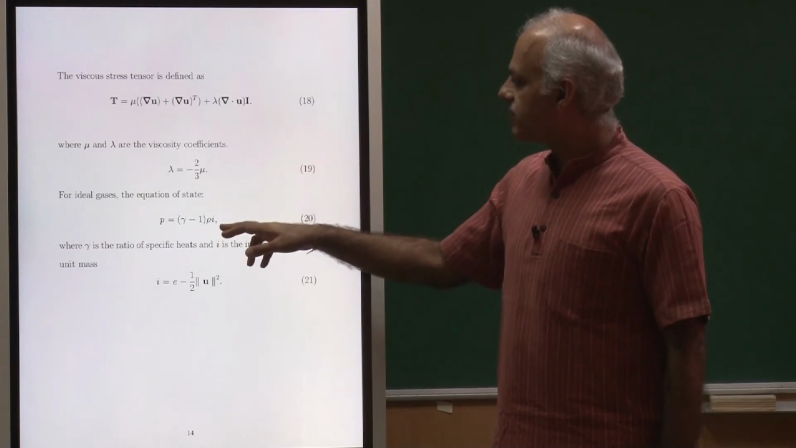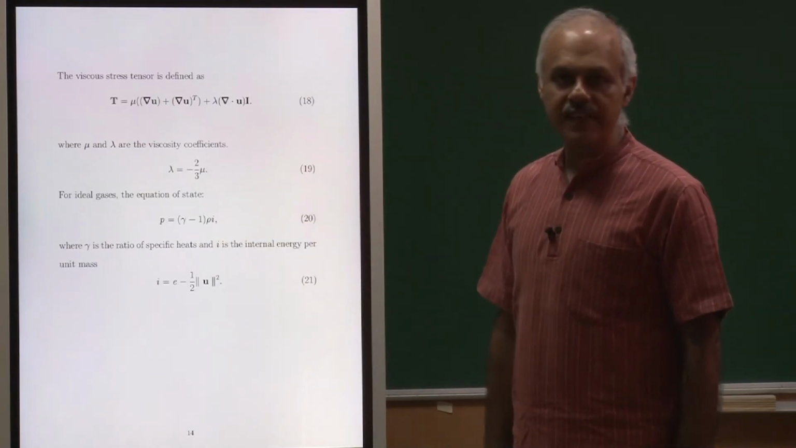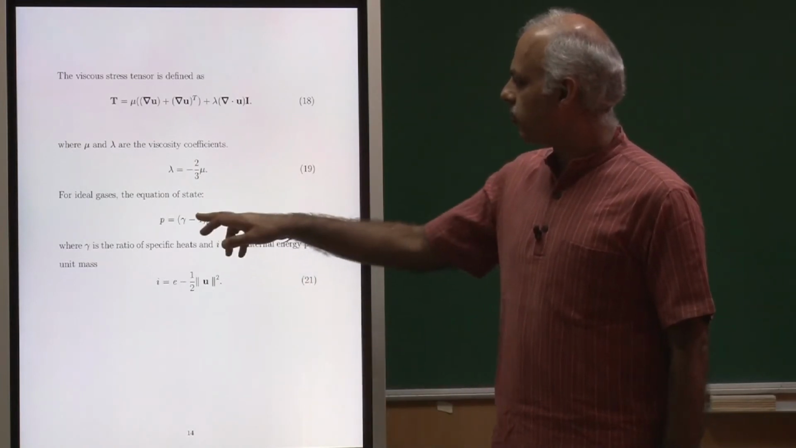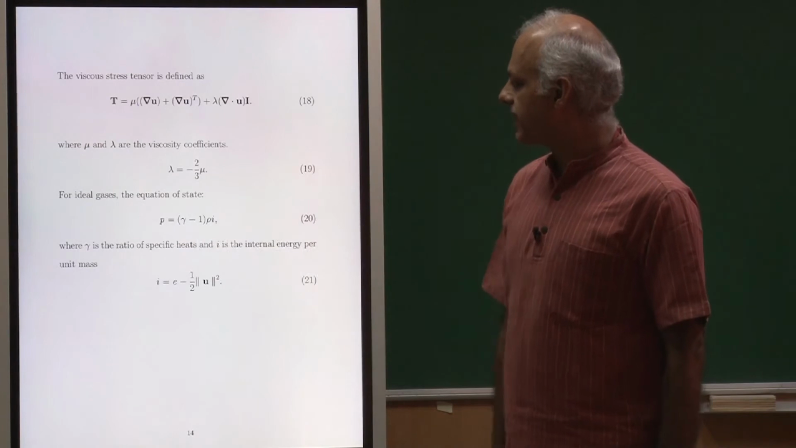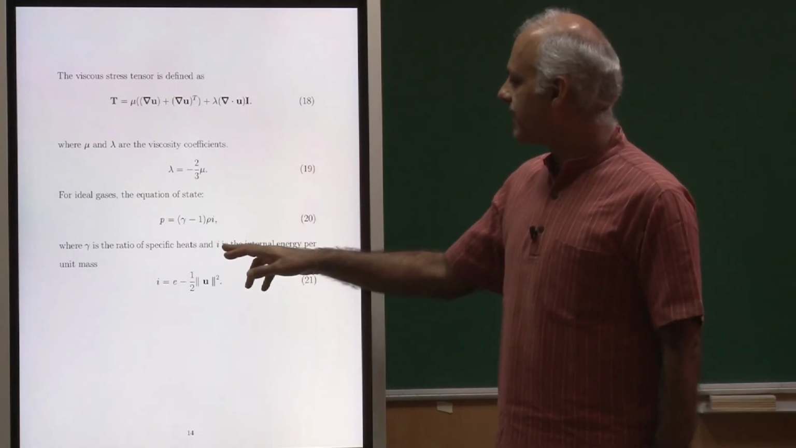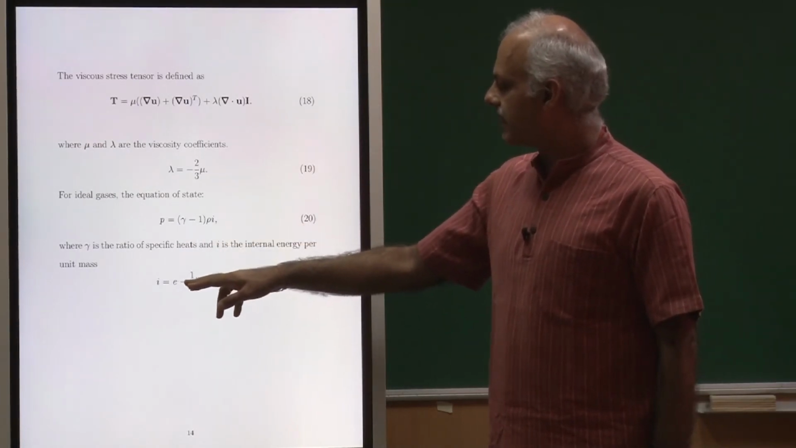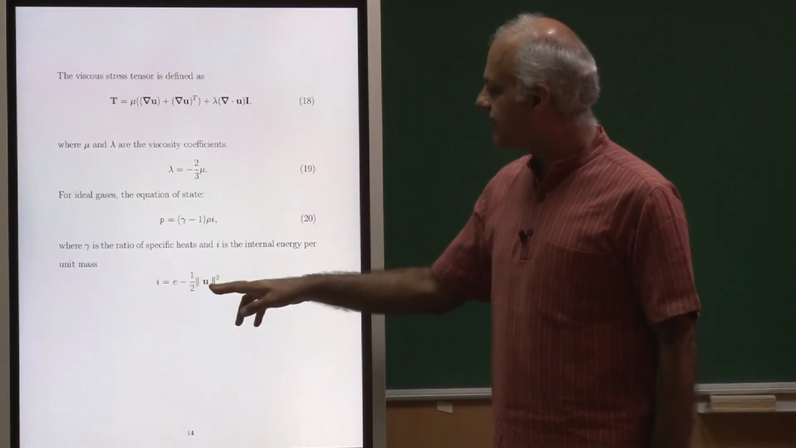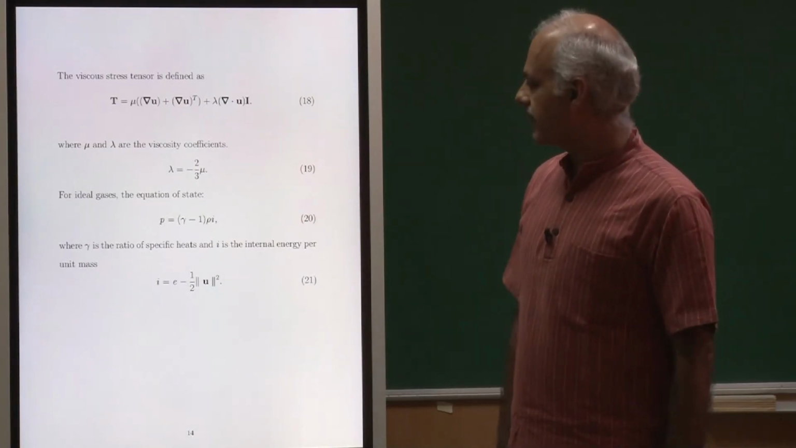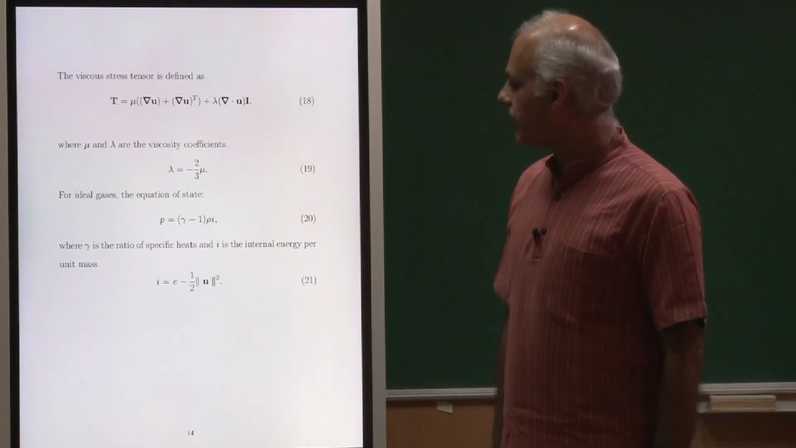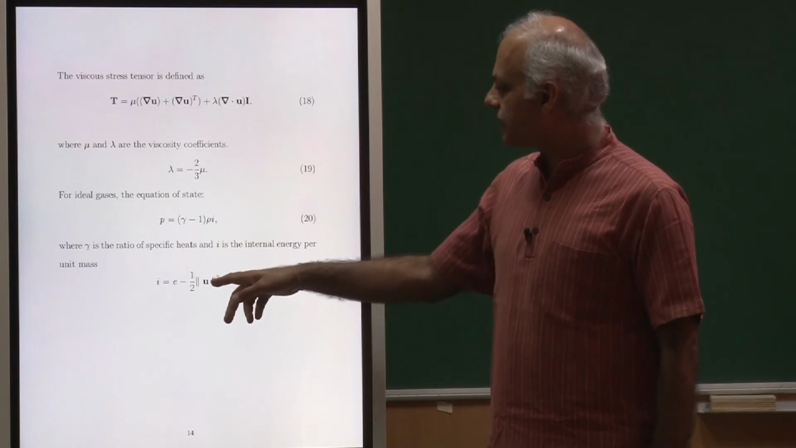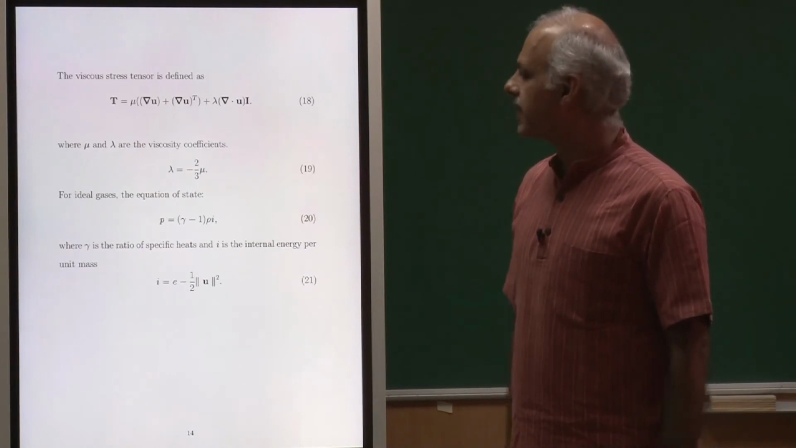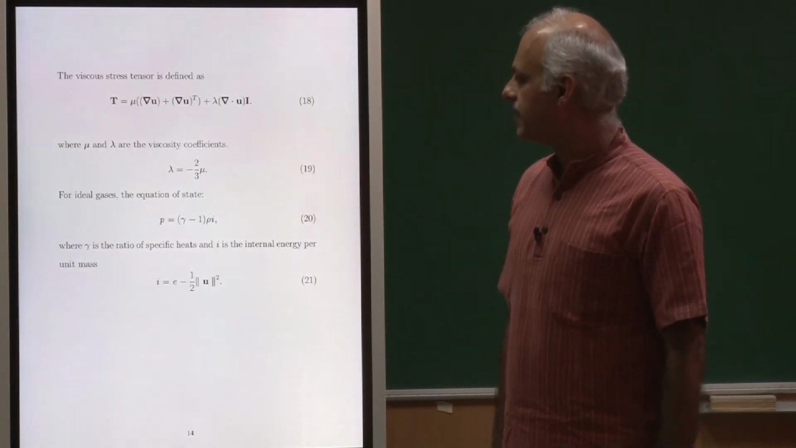For the ideal gases, we assume the equation of state, which is P equals rho times R times the temperature. Gamma is the ratio of specific heats, and I is the internal energy, which can also be written in terms of the total energy. Total energy consists of the internal energy and the kinetic energy. We are neglecting the potential energy term inside E, but that can always be included as a body force in the force balance equation.